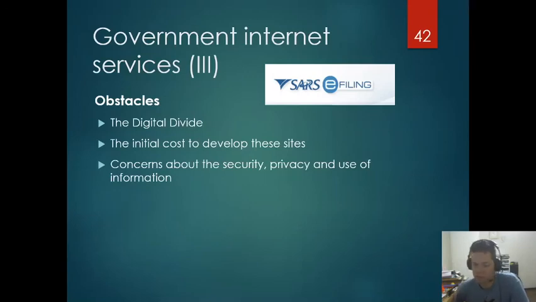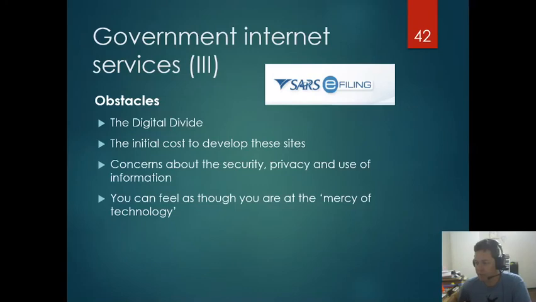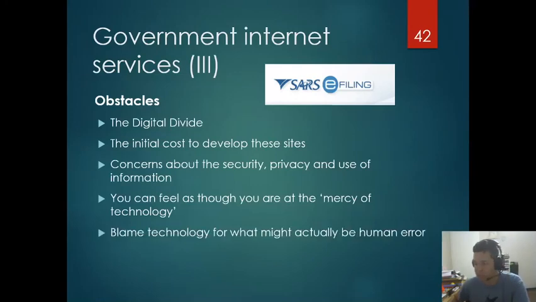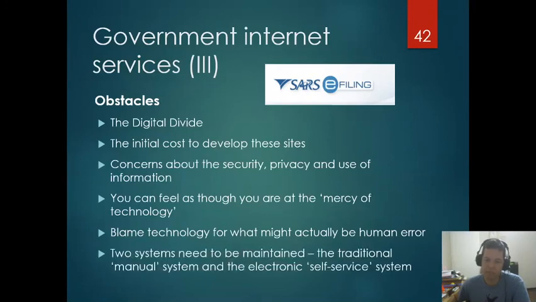There are concerns as to whether the information stored on there is safe. How secure is it? Or how will my information be used? If the service is down, you might feel there's nothing you can do. It's harder to deal with the technology than an actual person, and you might sometimes blame the computers for some issue that might have been caused by a person.